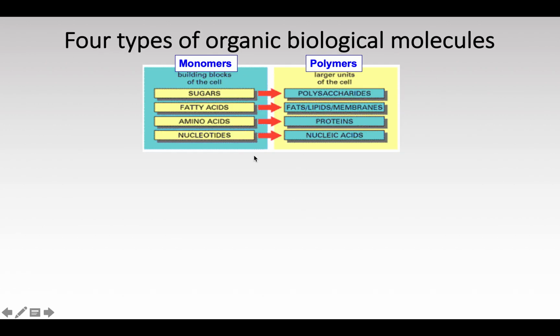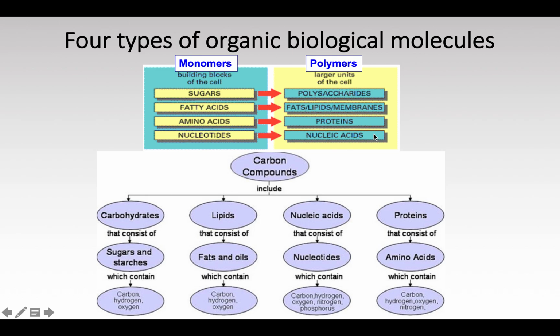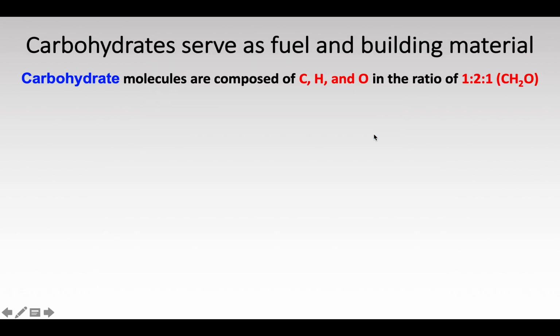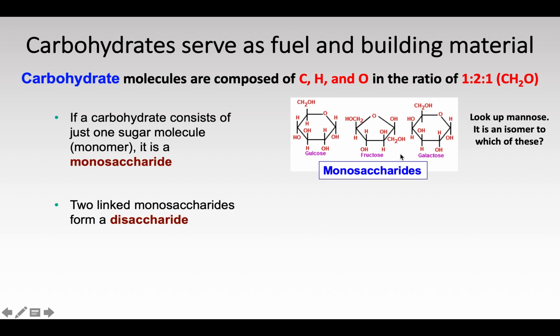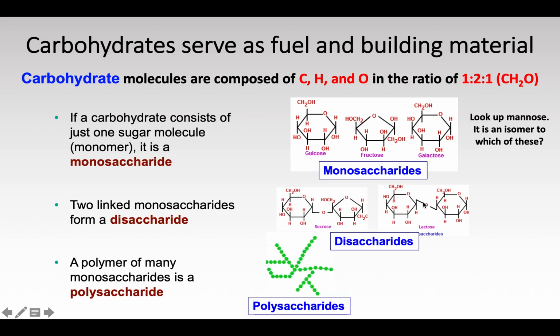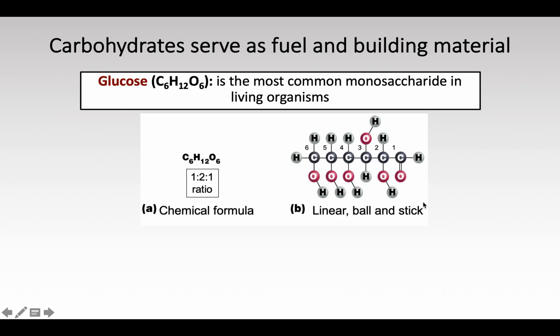So there are four types of biological molecules that you need to know. They are polysaccharides, meaning carbohydrates, fats, lipids, proteins, and nucleic acids, right? Carbohydrates are made of C, H, and O in this ratio, 1 to 2 to 1. The monomers are monosaccharides. They come together to form disaccharides or polysaccharides. The most common carbohydrate is glucose.